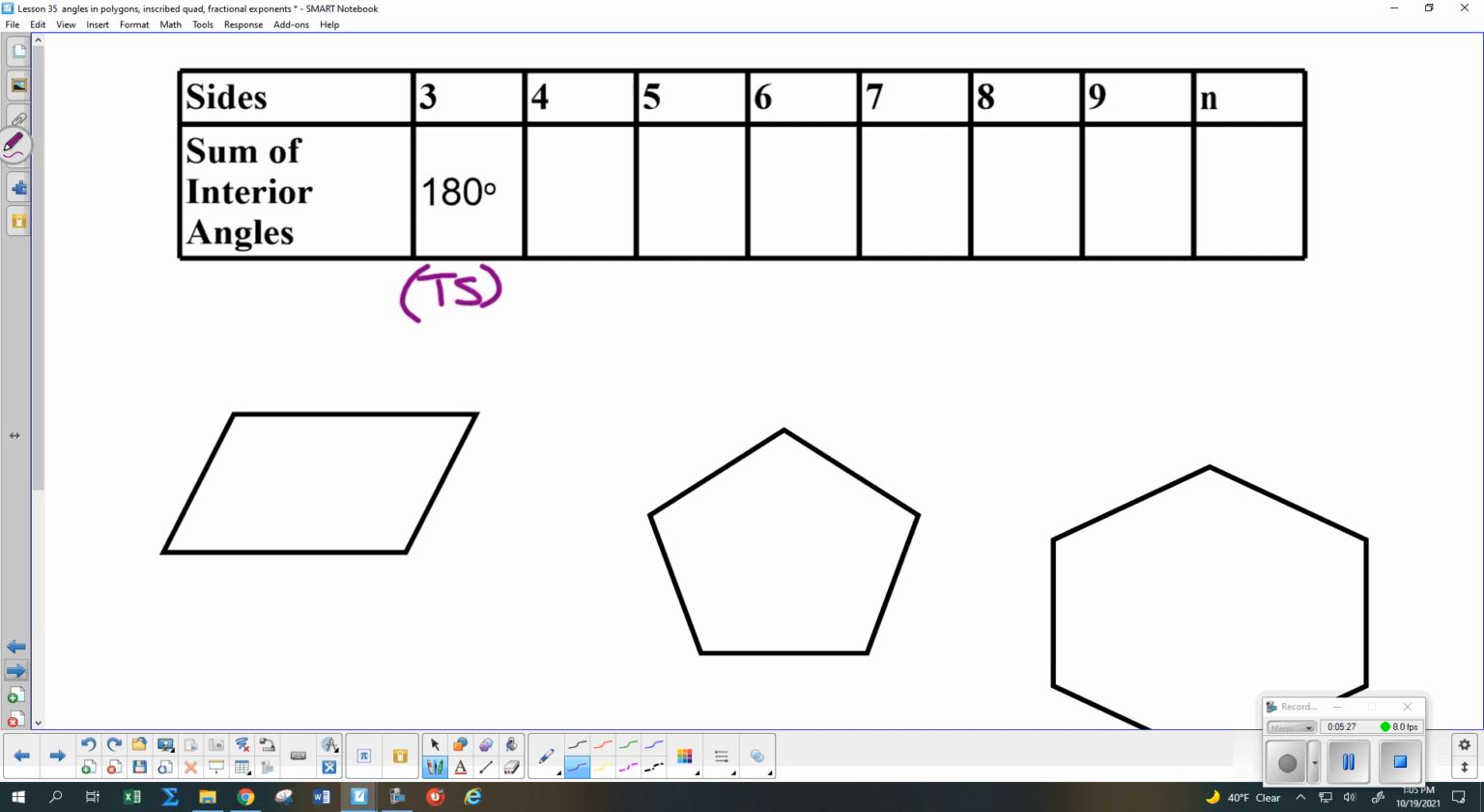So then for the other figures, let's start with 4. We know if these were right angles, they'd all add up to 360. Let's see what happens with this one. We're going to pick one vertex and draw as many diagonals as we can that start at that vertex.